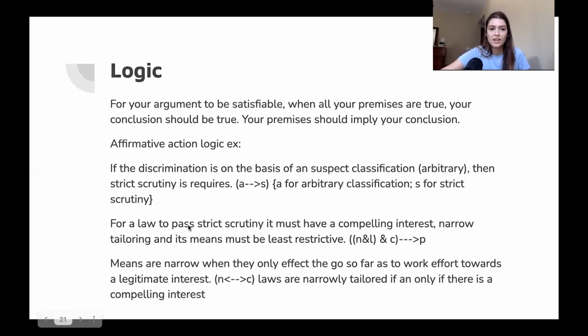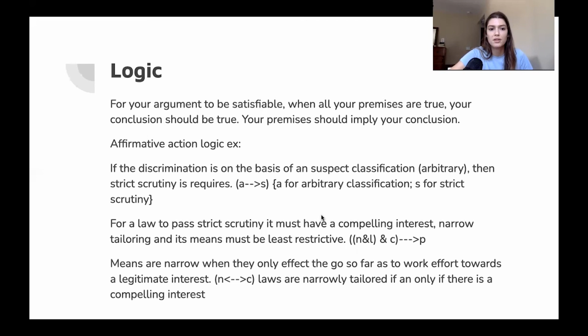Now that I'm thinking about this, it would actually be a biconditional, because the only way for you to pass strict scrutiny is through these rules. So it would be narrowly tailored and least restrictive means and compelling interest if and only if P, the passing. That would mean if it passes, it has all of these things, and if it has all of these things, it passes. It's a conditional that works both ways.